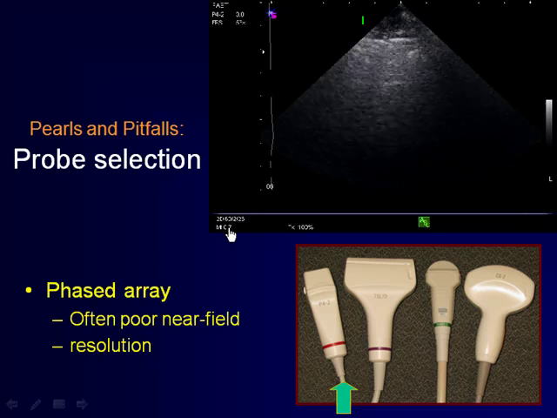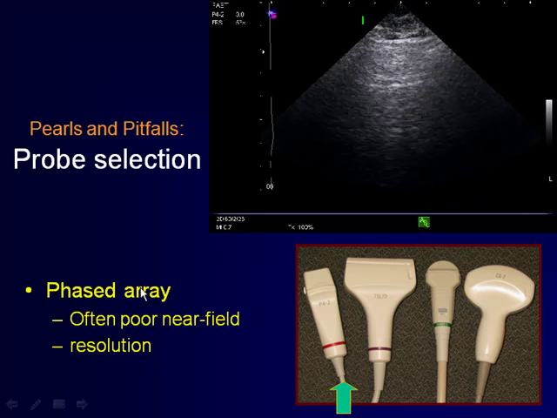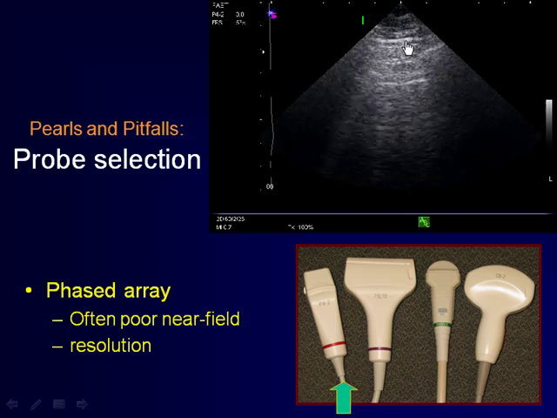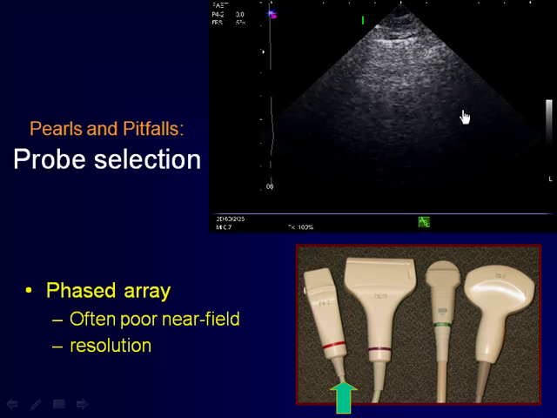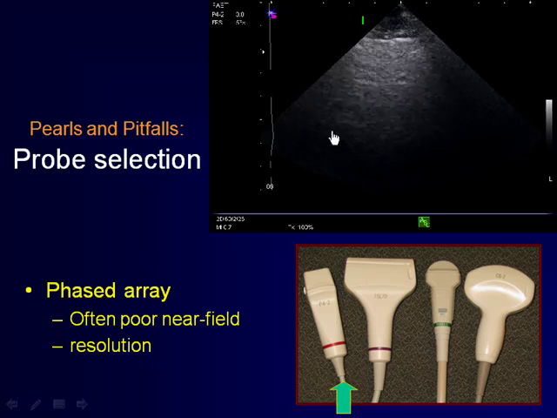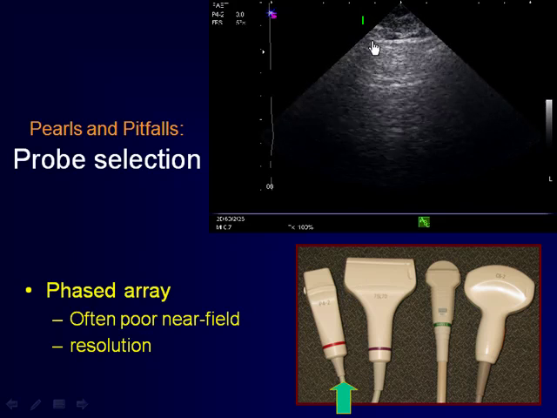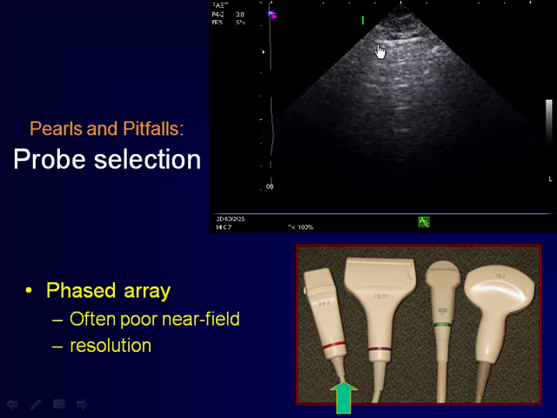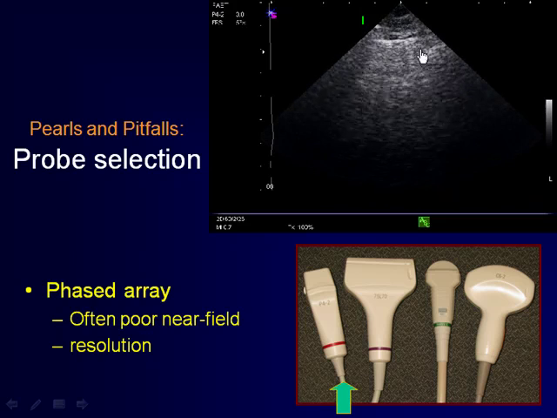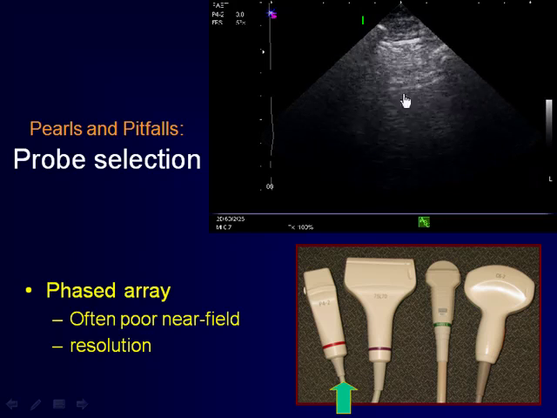It is possible to see pneumothorax using the phased array probe, and this shows lung sliding very nicely here. The phased array probe is designed to go between the ribs, so oftentimes, especially for beginners, it's a little harder to be sure of where the pleural line is because the ribs are actually avoided by this probe with this very narrow footprint.